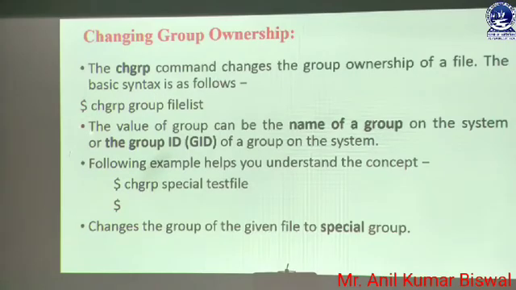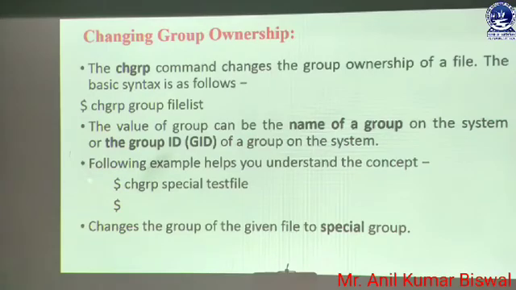We must use a dollar prompt, and the dollar prompt is known as the Unix prompt. Then we type the chgrp command, which helps change the group ownership. Then we type a specific group that can access this file list, meaning we add a file list name. Here the value of group can be the name of a group on the system or the group ID. GID means group ID. We must put the group ID of a group on the system.